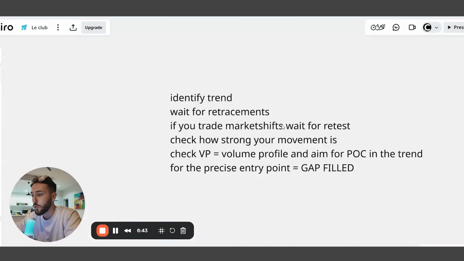Identify the trend, wait for retracements. If you trade market shifts, wait for the retest. Check how strong your movement is. Check VP, volume profile, and aim for POC in the trend. And if you want a last confirmation for the precise entry point, you need to have a gap filled. So this is how the market works. All of that is technical.